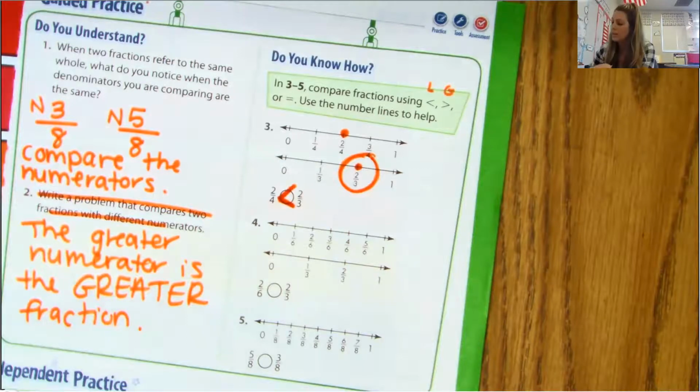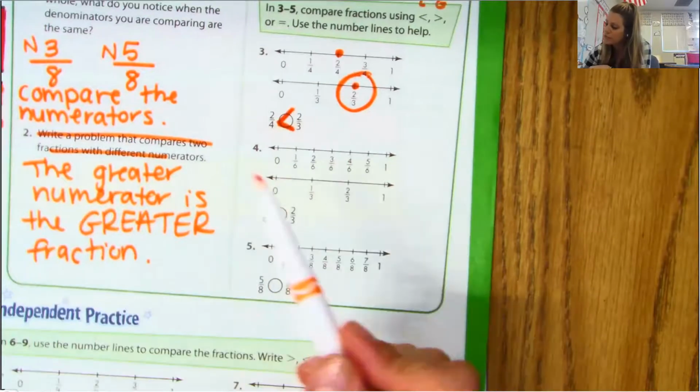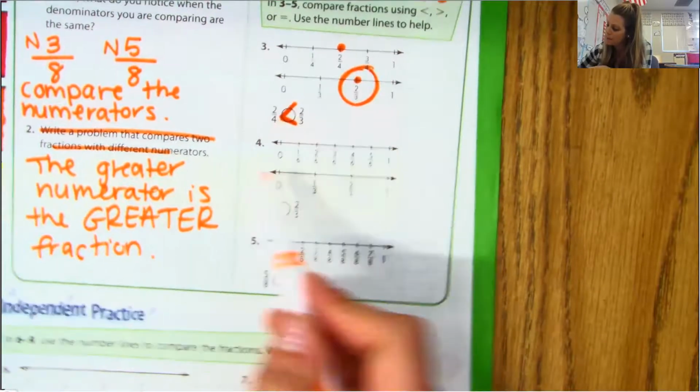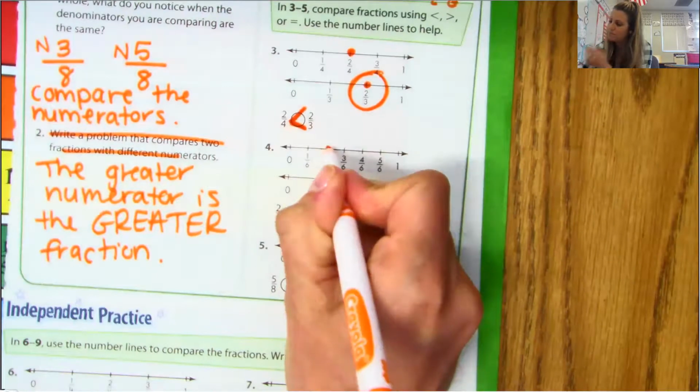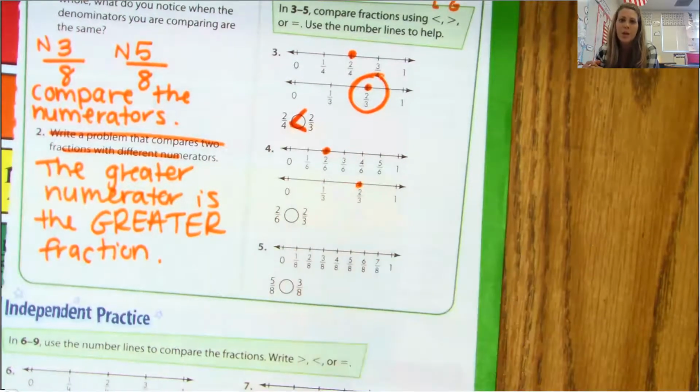Okay? All right, let's move on. This should be pretty simple for us. 2/6, let's find 2/6 on the number line. Plot it. 2/3. Plot it. Which one's greater? 2/6 or 2/3?